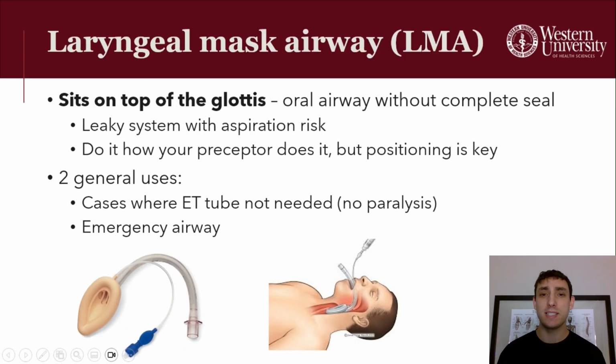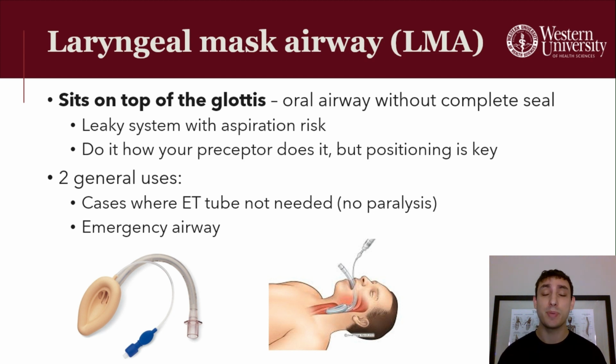So you're probably going to see LMAs, or laryngeal mask airways, just as much as you're going to see intubations. You take this device and insert it right on top of the glottis. So it's basically an oral airway that doesn't have a complete seal. There's still some aspiration risk, and you're not going to be able to ventilate with it as well as you will with an ET tube. These are a lot simpler to put in. Just do it how your preceptor does it.